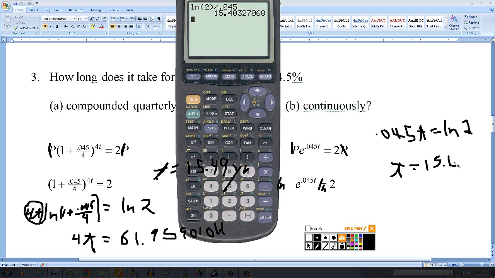So notice there's not that much difference. This one is 15.49 years, and for part B it's 15.40 years. And you expect it to be a little bit less because the frequency of compounding is more frequent. So it's going to double a little bit quicker than at the other frequency of compounding. So this is a solution to this.